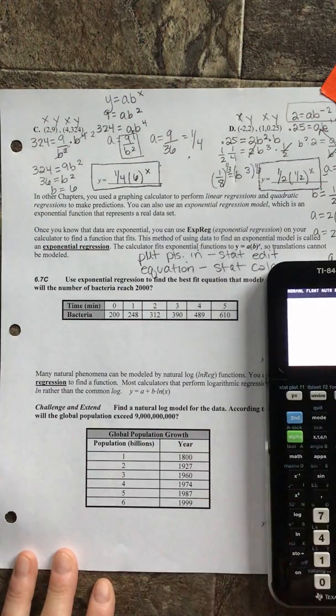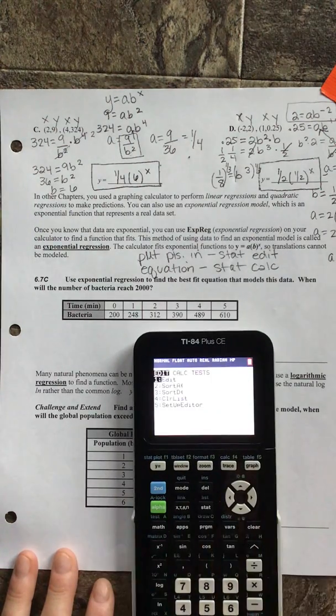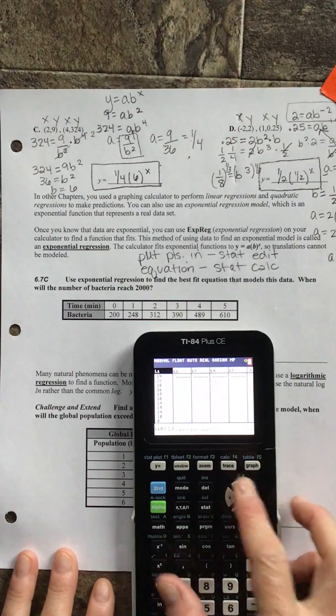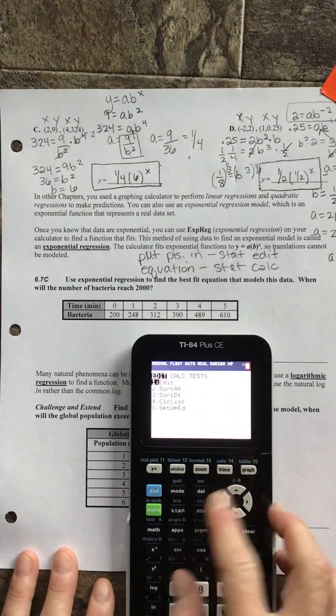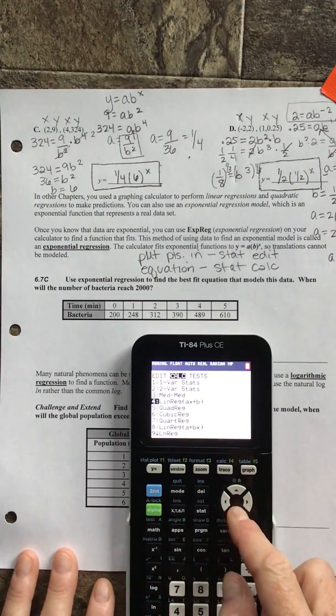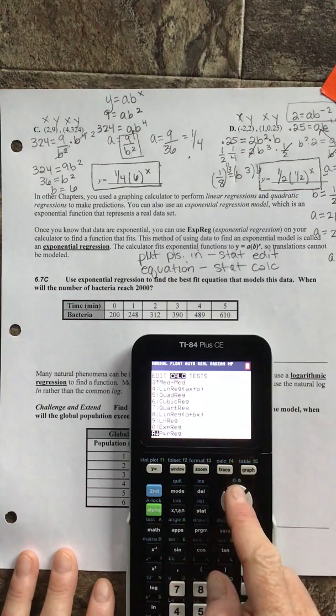So in this case, I would hit my stat button, and under edit, I would go up to clear my L1 and clear my L2, and I would start entering my values. Make sure you hit enter after every value you enter. Then I go to L2 and I enter the values there. Once you do that and put them in your stat, to then get the equation, you go stat over to calculate, and you have to scroll all the way down until you find your exponential regression.